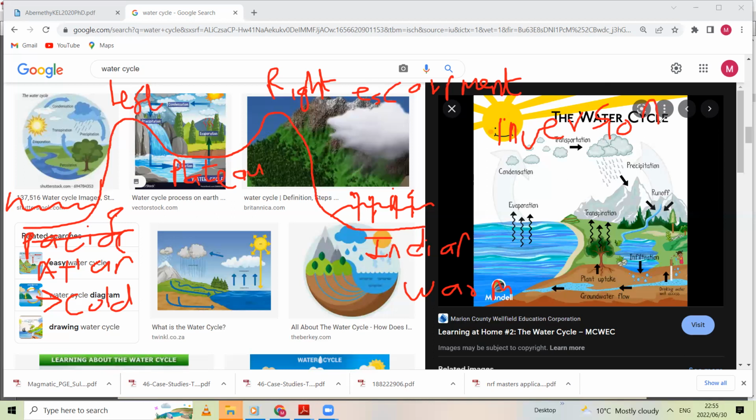Guys, do you know what an inversion layer is? Is it the first time you hear the word inversion layer?